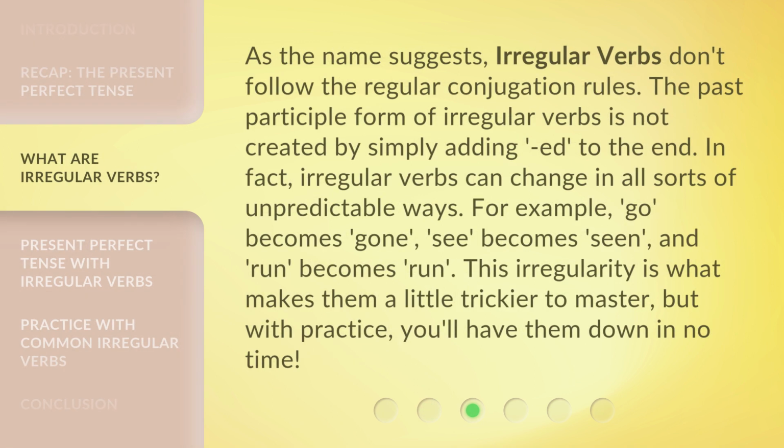As the name suggests, irregular verbs don't follow the regular conjugation rules. The past participle form of irregular verbs is not created by simply adding -ed to the end. In fact, irregular verbs can change in all sorts of unpredictable ways. For example, go becomes gone, see becomes seen, and run becomes run. This irregularity is what makes them a little trickier to master, but with practice, you'll have them down in no time.